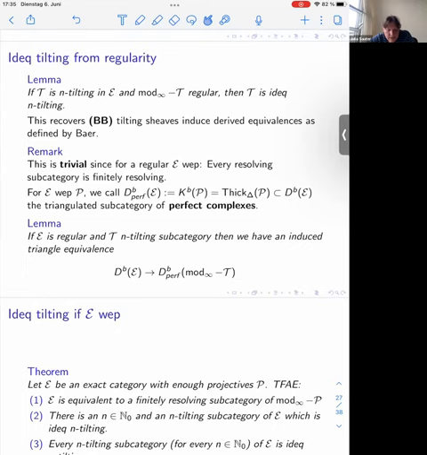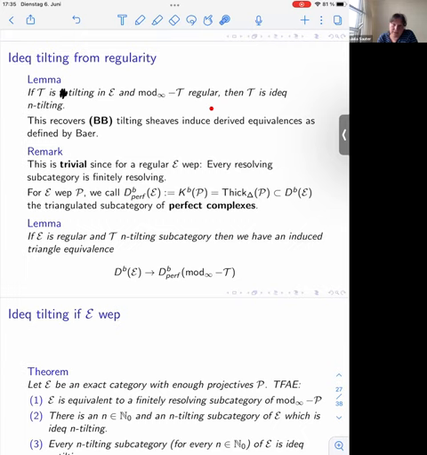If T is n-tilting in E, and I've had a version where this is not for general. If T is tilting in E and mod infinity T is regular, then T is IDEC n-tilting. And as an example, we think of tilting sheaves. They always induce derived equivalences, as shown by Baer. This is because they assume that the endomorphism ring of the tilting sheaf has finite global dimension, and that is a weaker version of this condition here.